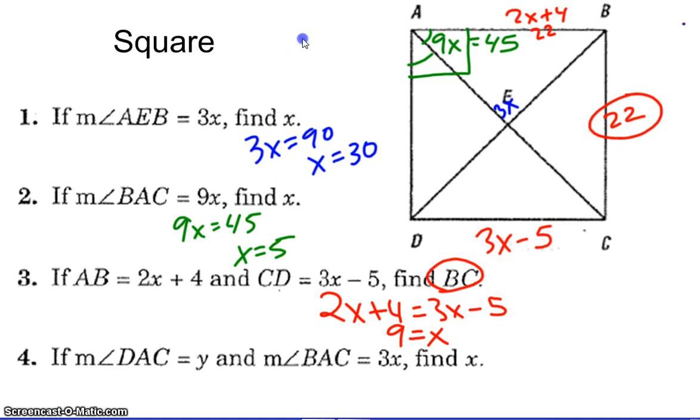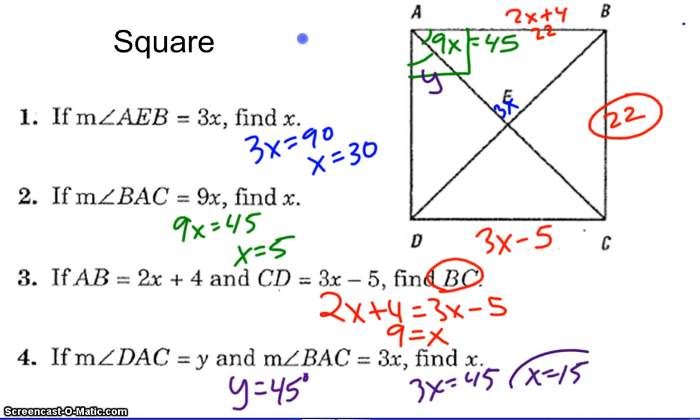For number 4, DAC being y is right here. Again, as mentioned for number 2, because the diagonals are bisecting the angles, and I know that all the angles are right, I know that y has to equal 45 degrees. And for BAC being 3x, same thing, I can set 3x equal to 45 and solve for x.